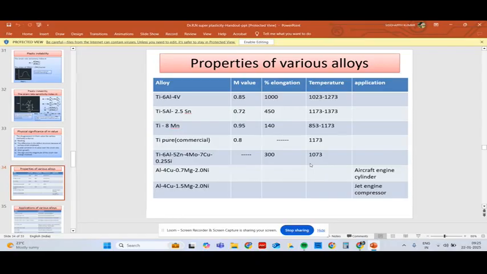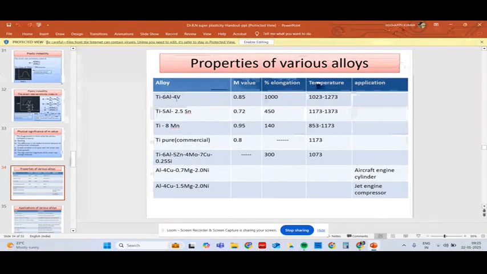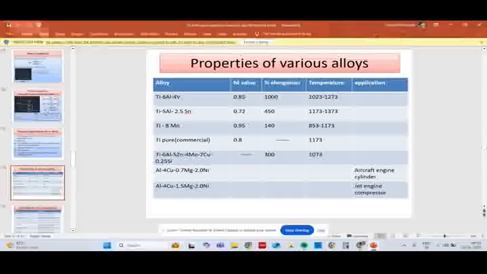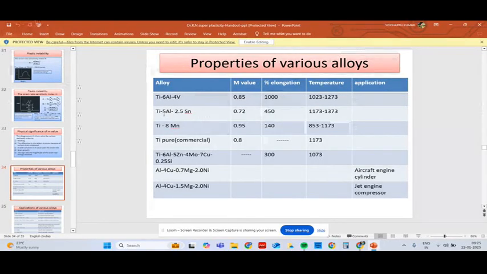The properties of various alloys. Various alloys that can be superplastically deformed are given here. Titanium 6 aluminum 4 vanadium: m is 0.85, percentage elongation is 1000. Ti 5Al 2.5Sn: here m is 0.72, percentage elongation is 450. Ti 8 manganese: m is 0.5, percentage elongation is 450. Like this, various alloys' m value and percentage elongation are reported.